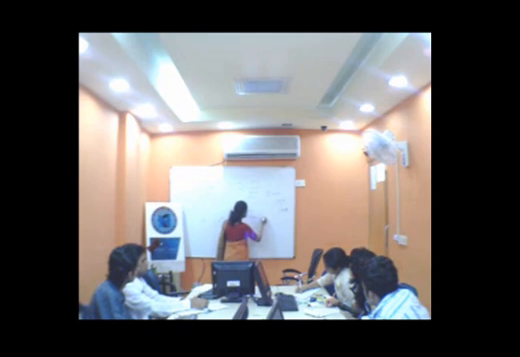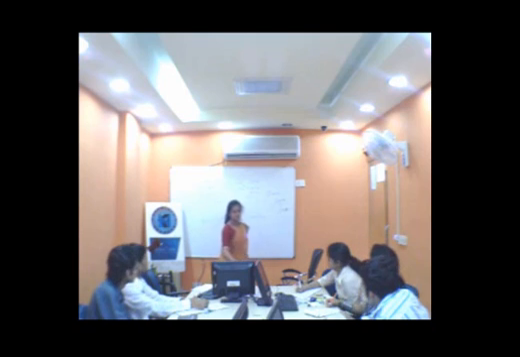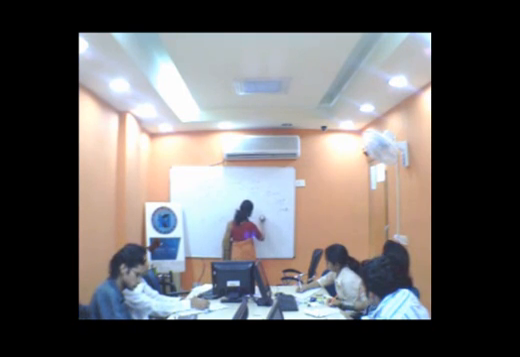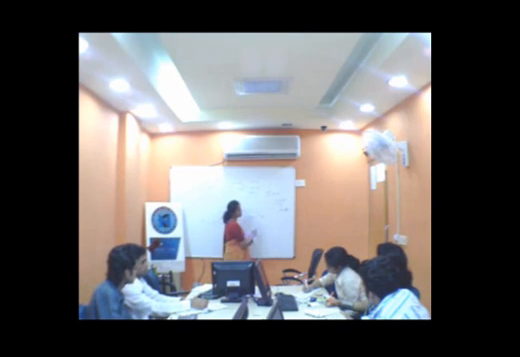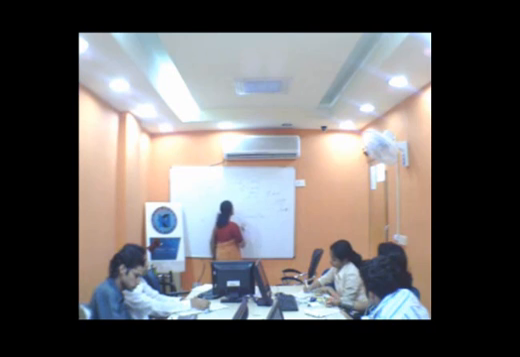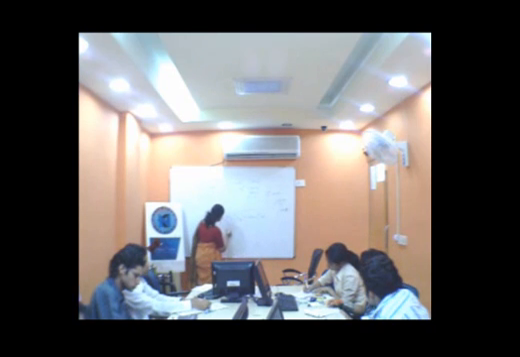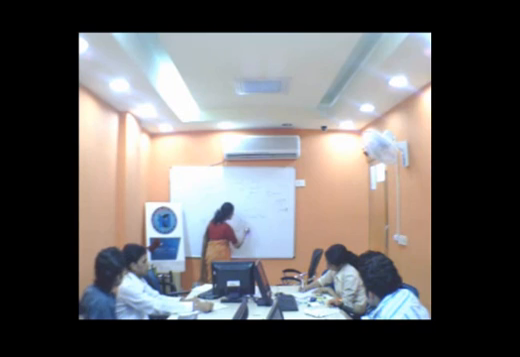The symbol you use for covariance is sigma, and the subscript should be A and B. So covariance can also be written as the correlation between A and B, times the standard deviation of A, times the standard deviation of B.